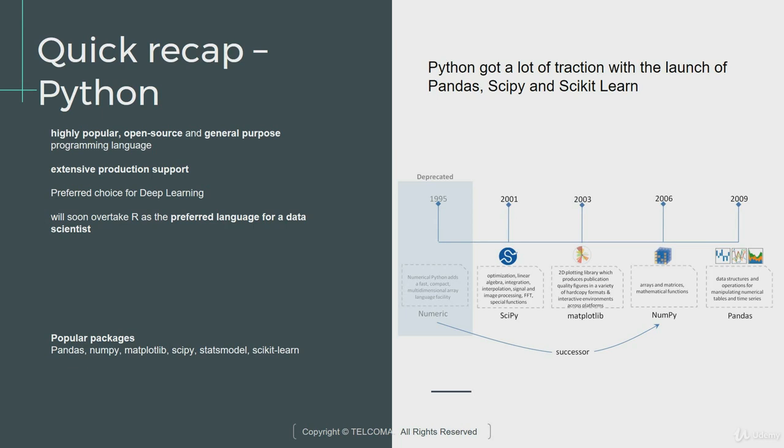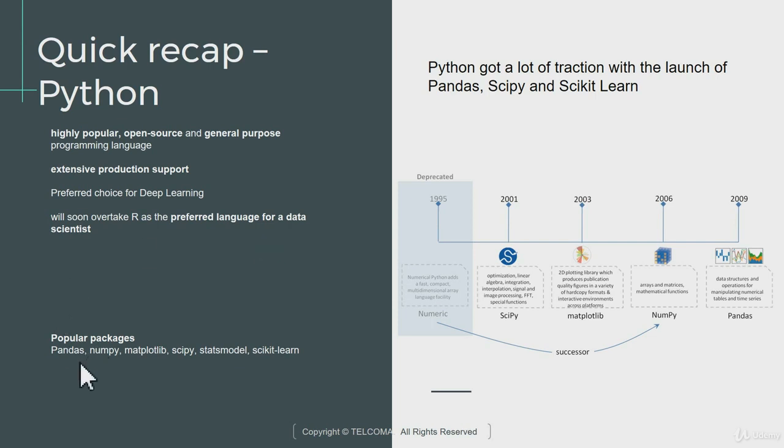But in Python, we have a wide array of choices to get started with. Just a few examples: TensorFlow, Theano, Keras. These are just a few of the popular ones available on Python for deep learning. It's pretty much understood that very soon Python will overtake R as a preferred language for a data scientist.